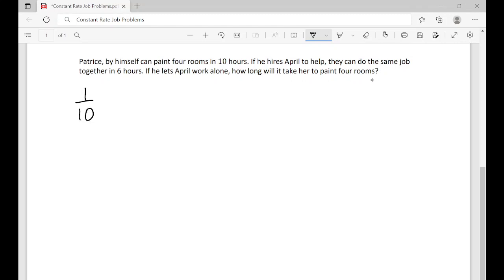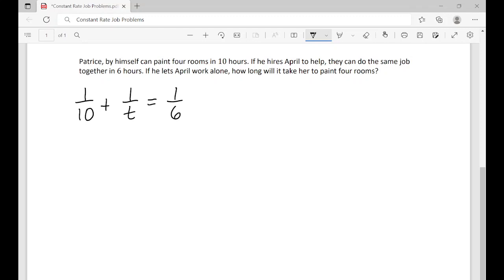And April takes some amount of time, which we don't know, which we could say is just 1 over t. And if they work together, they can get it done in 1 over 6, because the same job can be done together in 6 hours. And again, going to multiply everything by 10 times 6 times t. It's not the LCD, but not really too worried about that. Just want to clear the fraction.